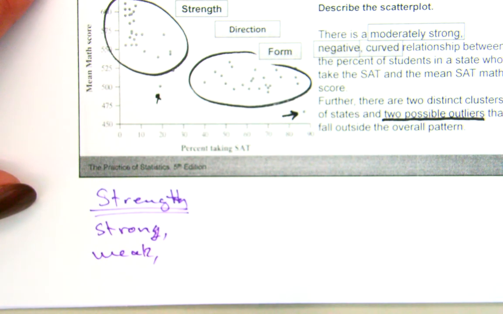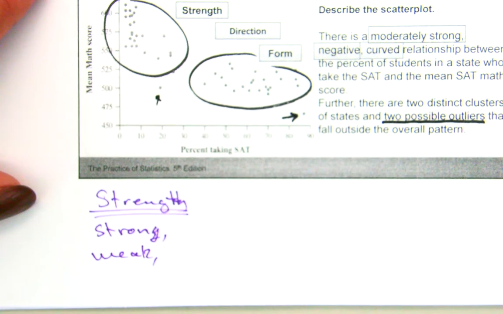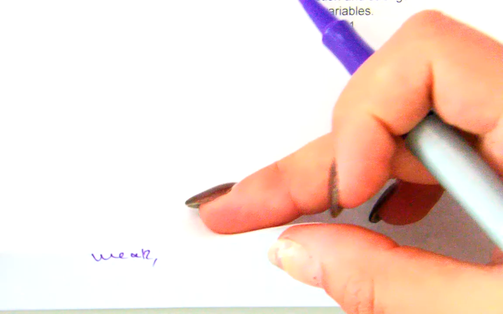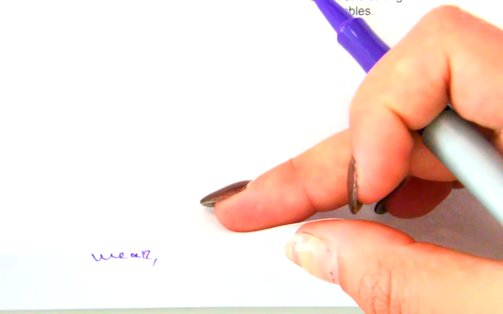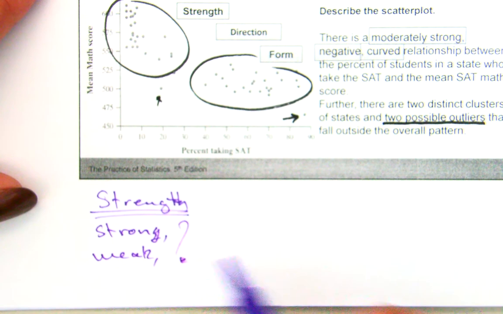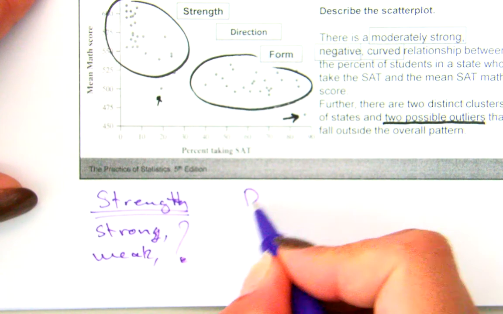Those are the values you want to use. Is it strong or is it weak? And then what varying degree of these is it? That's your question. All right, direction.